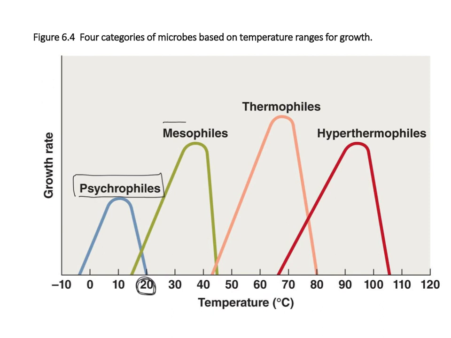Most of the organisms that we deal with are mesophiles, so they're growing somewhere between about 20 and 40 degrees Celsius, somewhere between room temperature and body temperature. Any organism that causes disease in humans is going to be a mesophile. Okay, so typically they're going to have their optimal temperature here about body temperature.